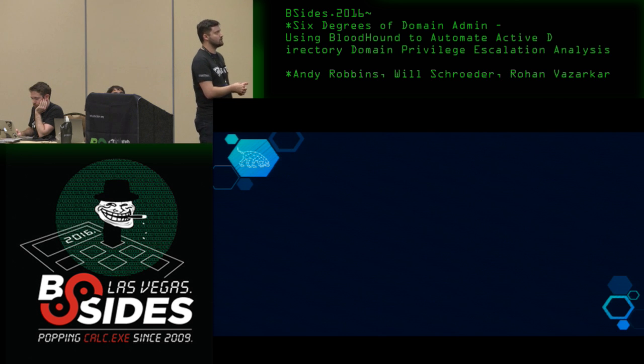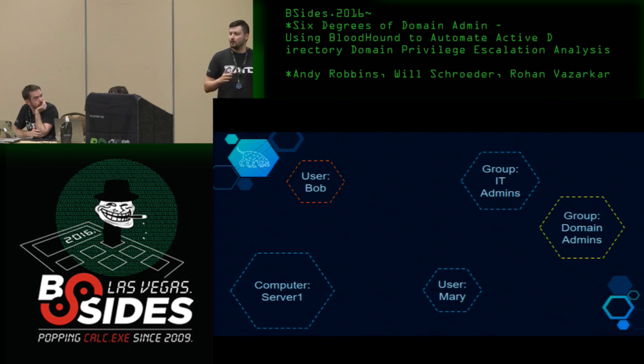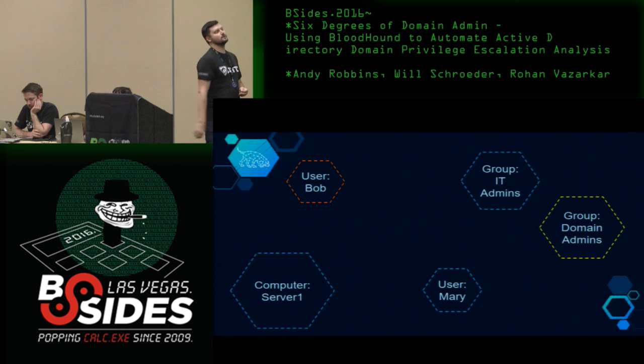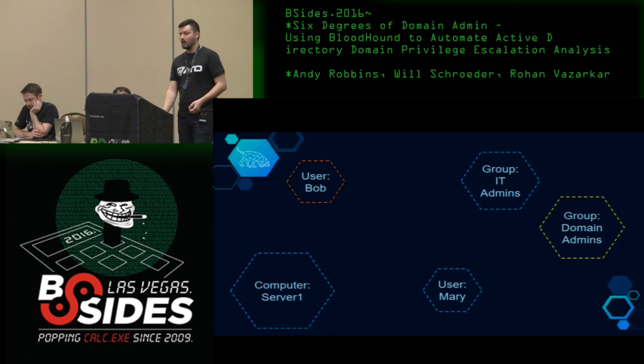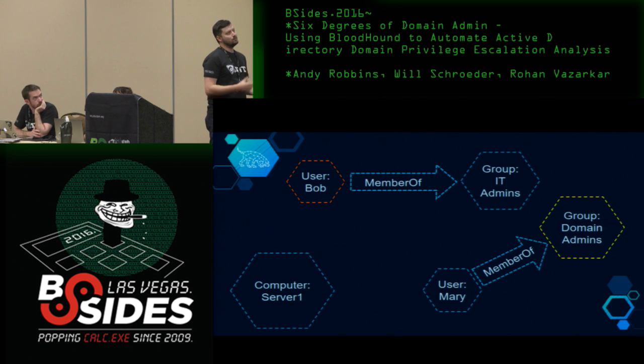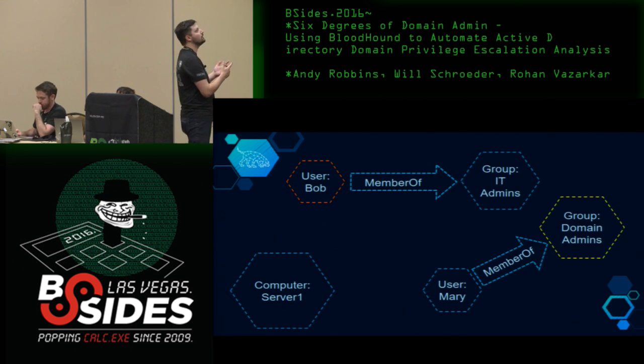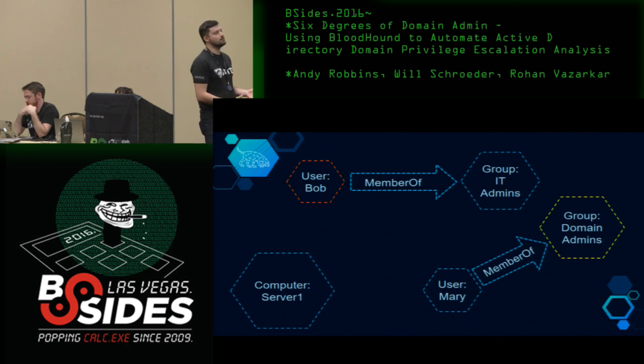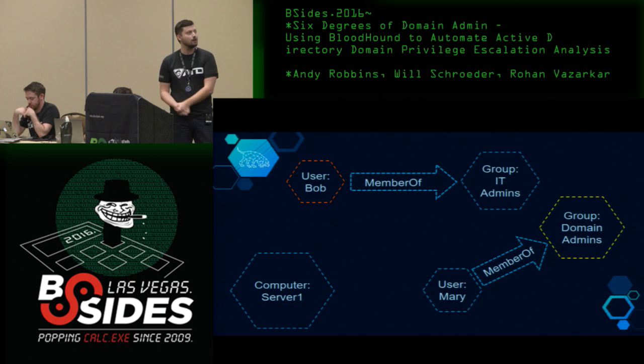So let's take a look at this visually. Like I said, every vertex is an Active Directory object. So we have two users on this graph. We have Bob and Mary. We have two groups, IT admins and domain admins. And we have a computer called Server 1. Next, we determine the group memberships. So we see that Bob is a member of the group called IT admins. We see that Mary is a member of the group called domain admins.